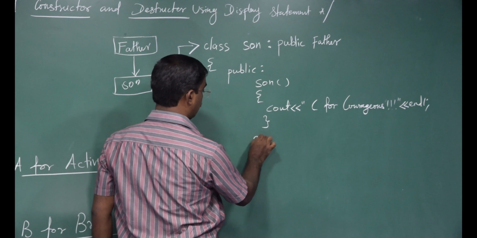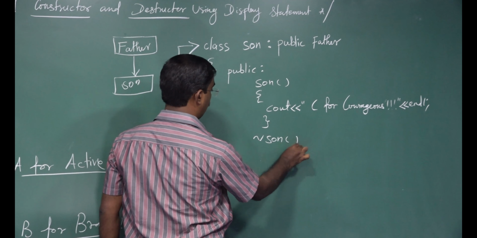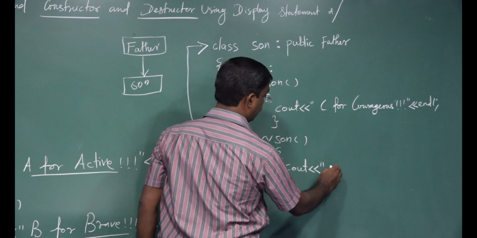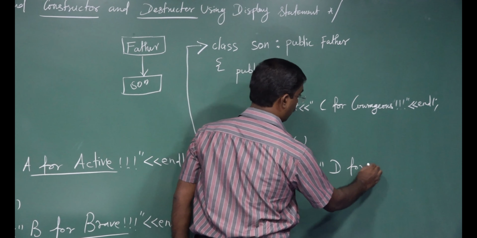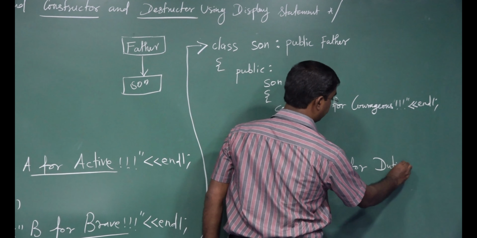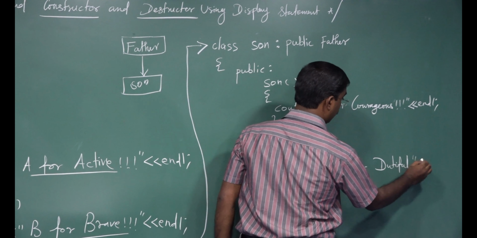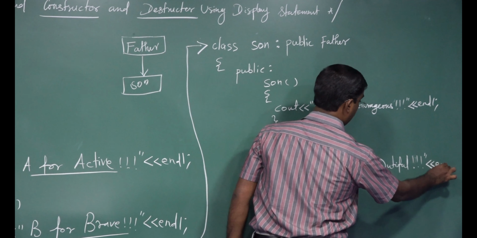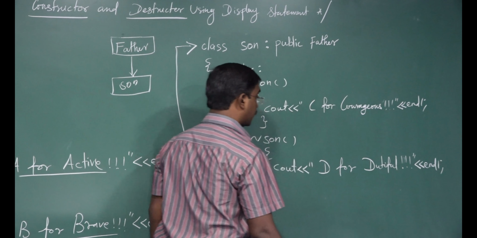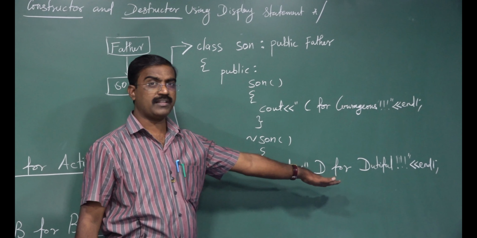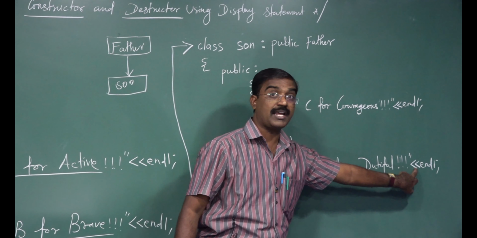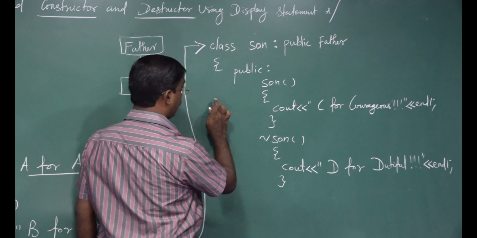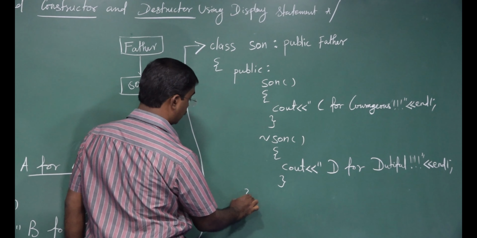Close. Here the destructor, Son, open and close. Here also cout. Here D for what? D for dutiful. This statement should also be terminated by endl, or if another statement follows, endl is needed, otherwise not necessary. Suppose endl is not mentioned in this line, it's no problem. Here the body should be closed. Here the class statement should end with a semicolon.